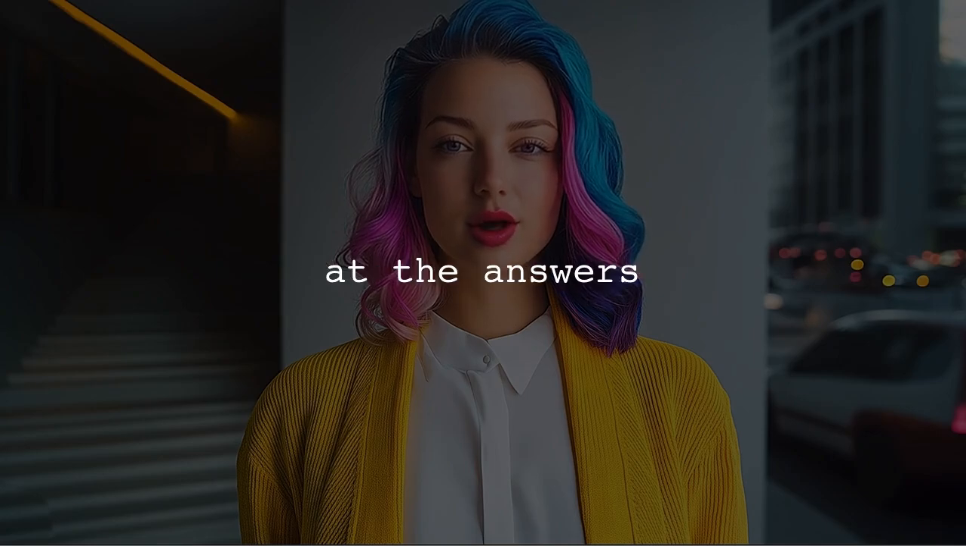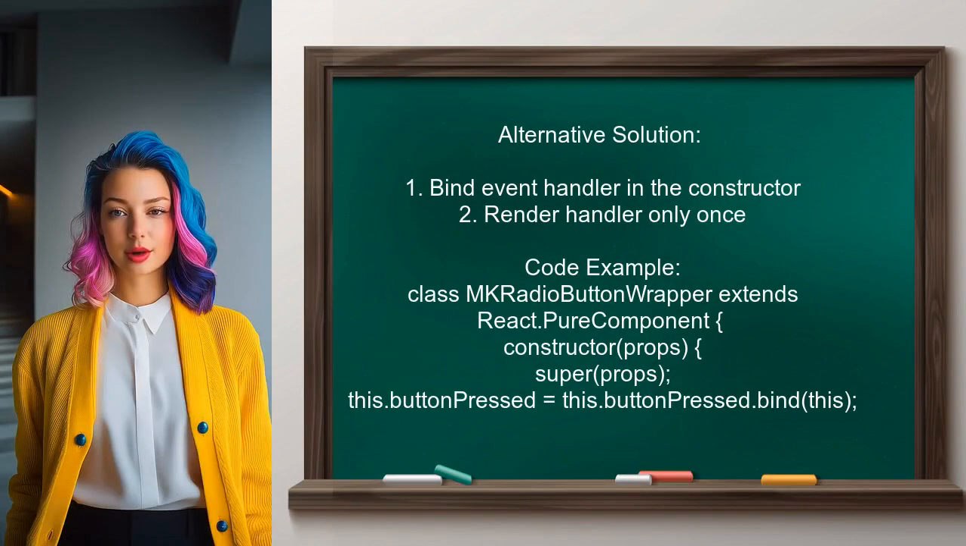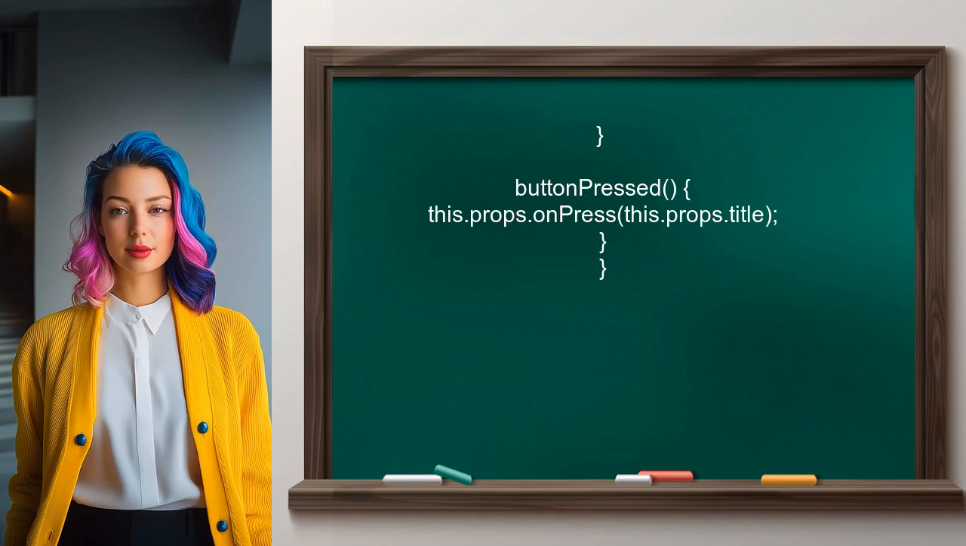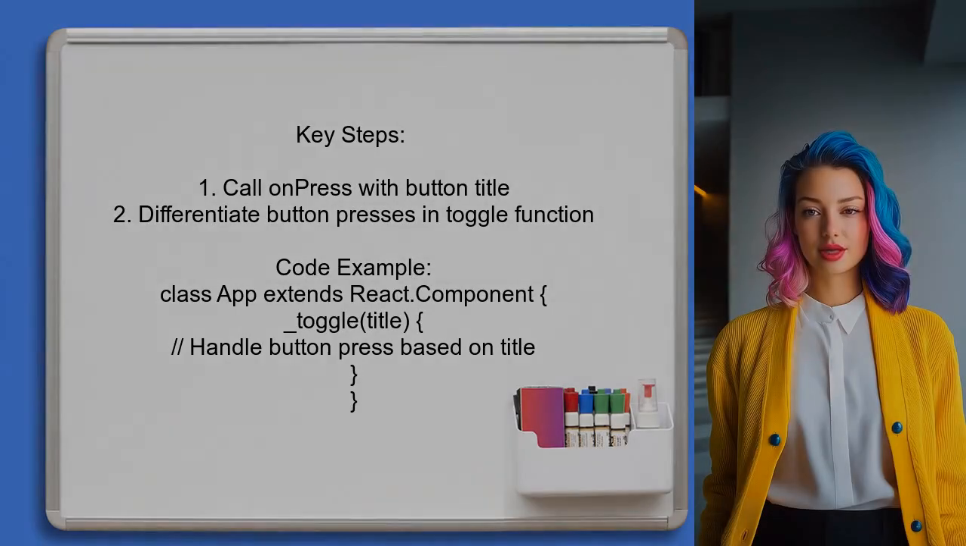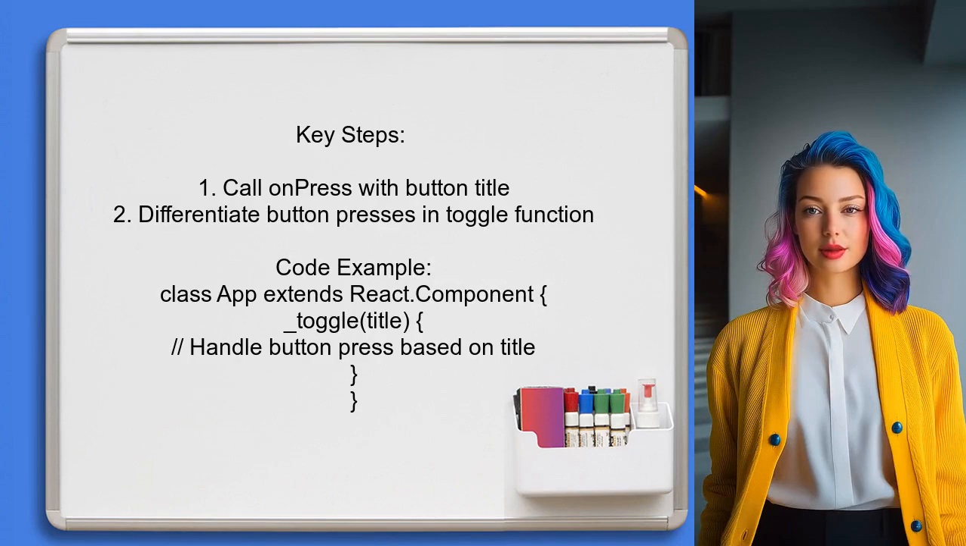Now let's look at the answers provided by other users. An alternative approach shared by another user focuses on improving performance by binding the event handler in the constructor. This ensures that the handler is rendered only once, which can help avoid performance issues. In this approach, the button pressed method calls the onPress function with the button's title, allowing you to differentiate which button was pressed in the main toggle function.